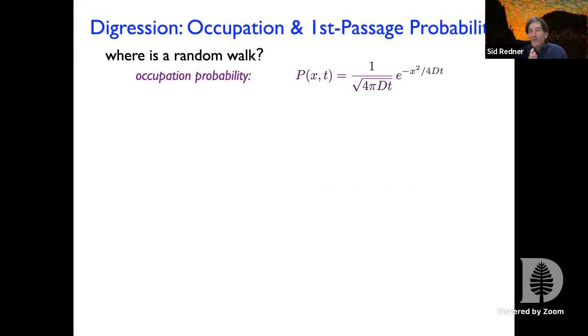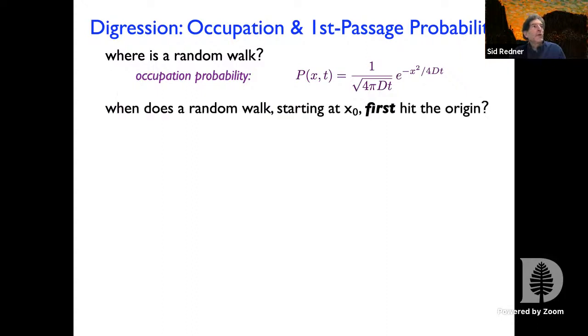For those of you who have been exposed to random walks, the first thing you probably remember or learn about is, where is a random walk? So again, we have this Gaussian probability distribution for the position of a random walk. But what we're asking now is a different question: when does a random walk first hit a given point? So here's the question I want to ask. When does a random walk starting at position x0 first hit the origin? What is that probability distribution?